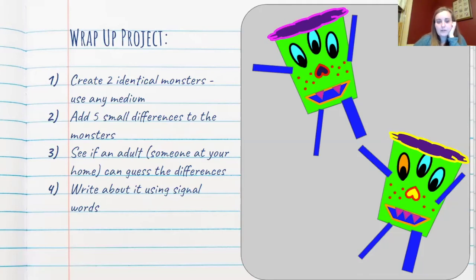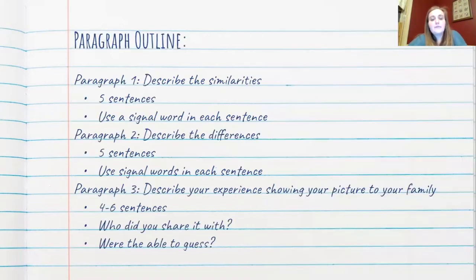Then, once you play this game with your adults, once you show them and have them guess, you're going to write about it. And I'm going to show you what your writing should look like. And there's also a page on the RPS at home page that gives you a little bit more direction on what the writing should sound like. All right, so you are going to write 3 different paragraphs, but we're in 5th grade. We can do it. I have faith in you.